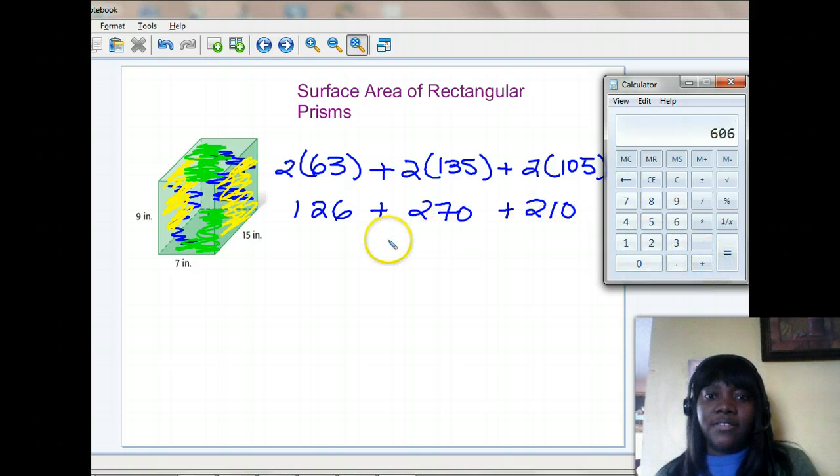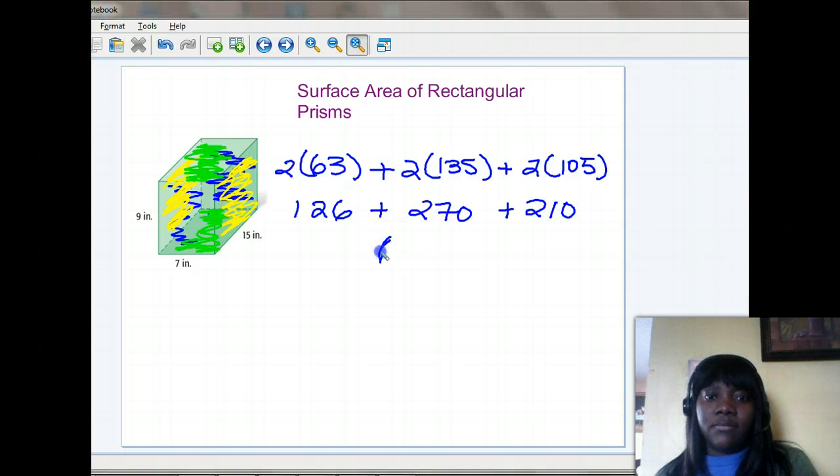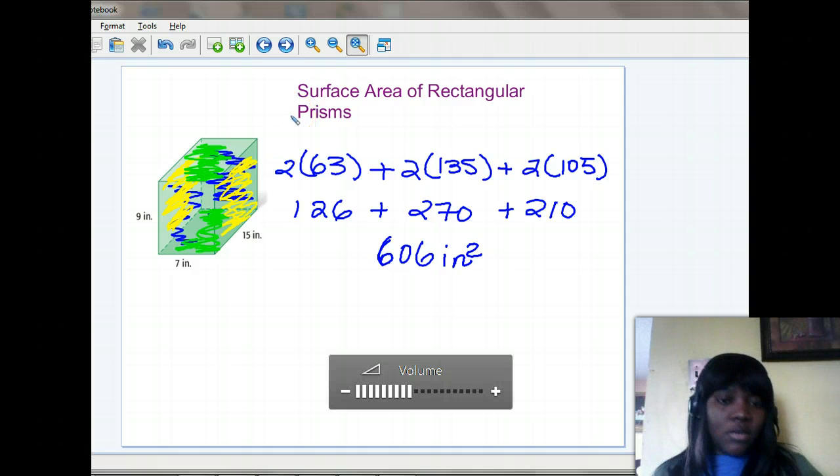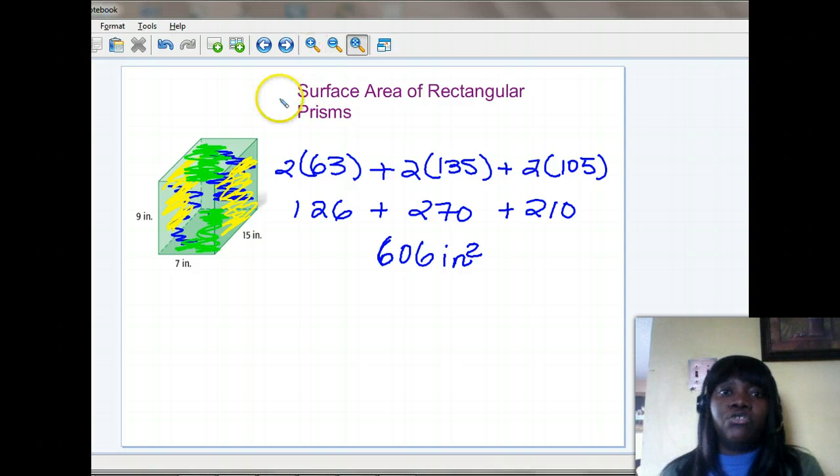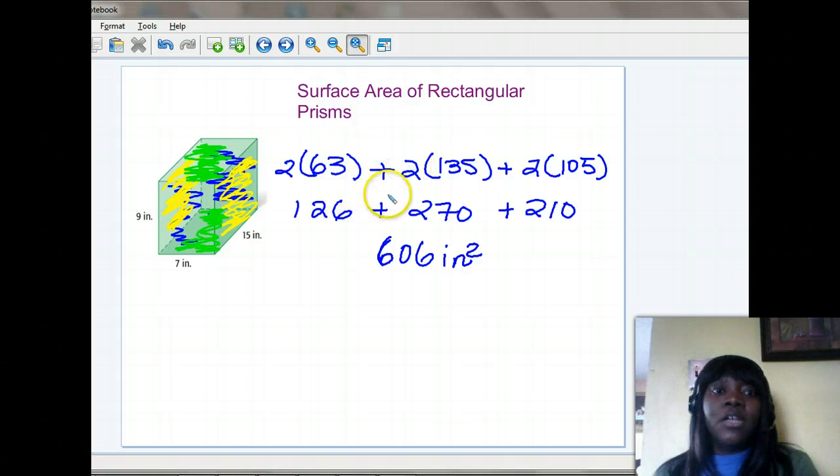And this will be 606 square inches. Alright, remember we are dealing with surface area, so that means everything needs to be squared, or units will be square units. Alright, so this was the surface area of a rectangular prism.